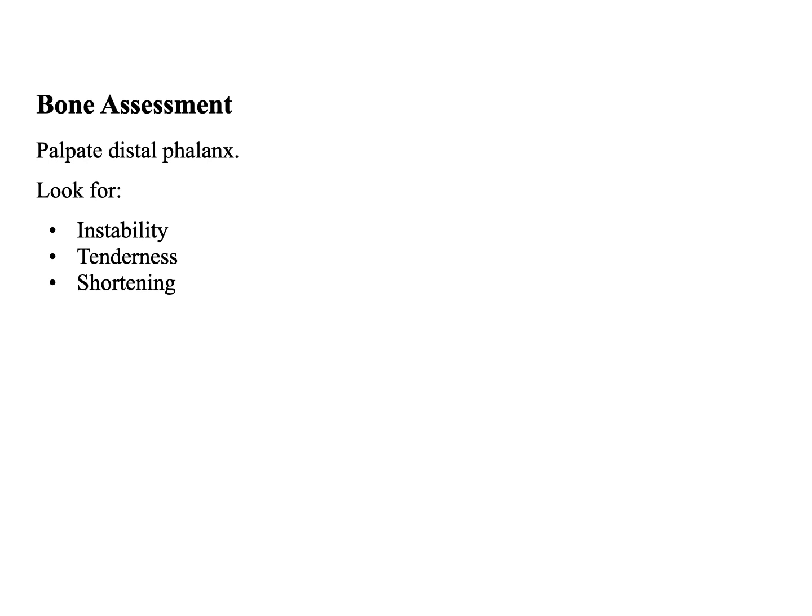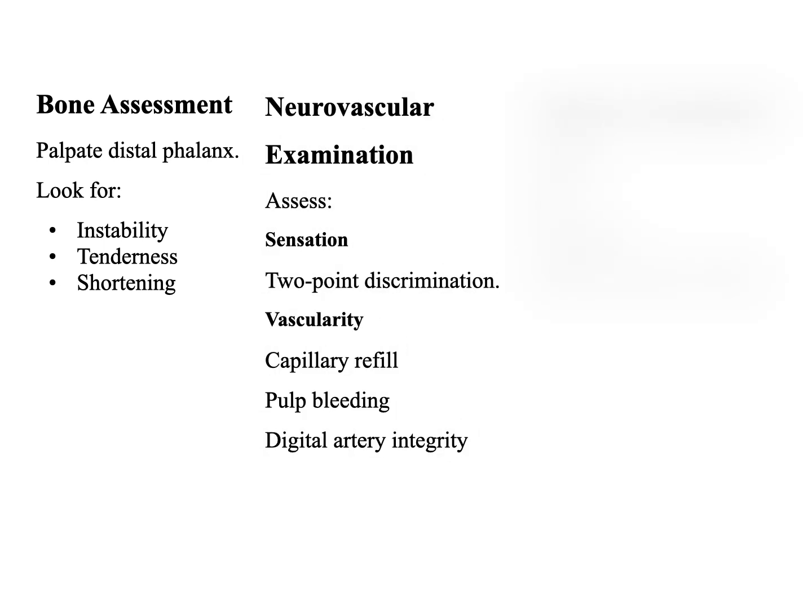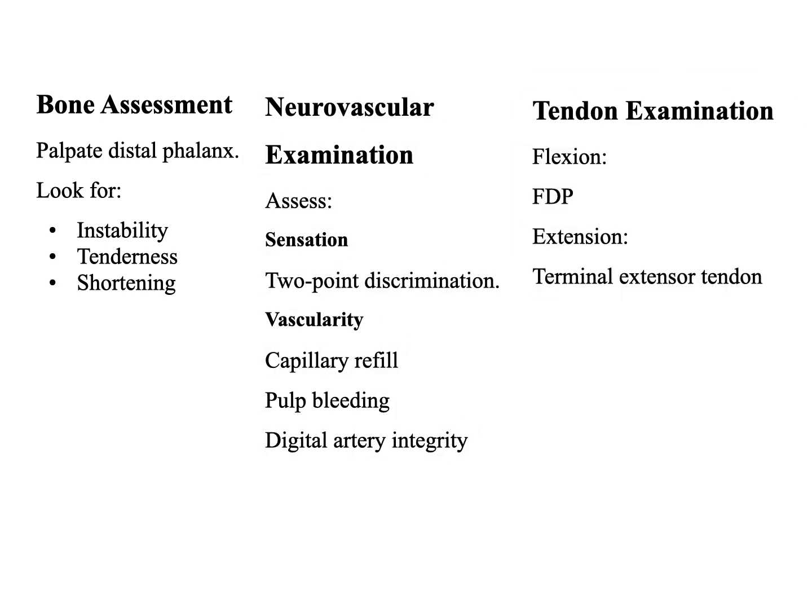There are three other things we must see. The bone assessment: we should palpate the distal phalanx for instability, tenderness, or shortening. We should do the neurovascular examination, sensation and vascularity by capillary filling, and the tendon examination, whether there is flexion or no flexion, extension or no extension.